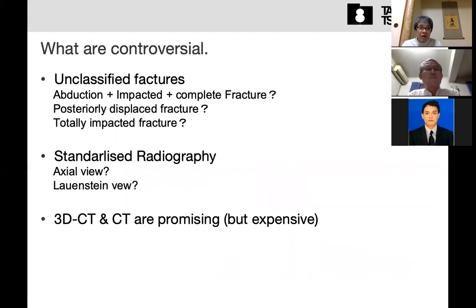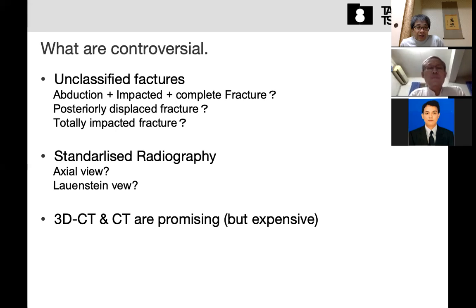So what is controversial? There are still some fracture types that are unclassified, such as abduction and impaction and complete fracture, the posteriorly displaced fracture, posterior bending fracture, and the totally impacted fracture. They are still controversial. And we need to standardize how we take the radiography. We can see different views, the axial view or Rauenstein view.